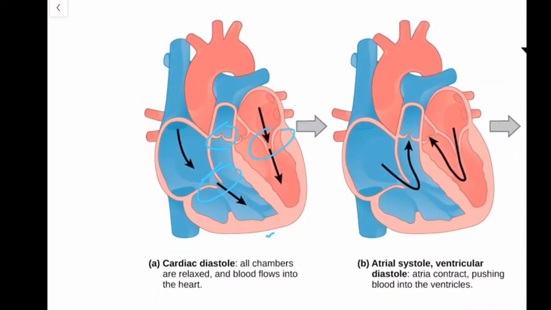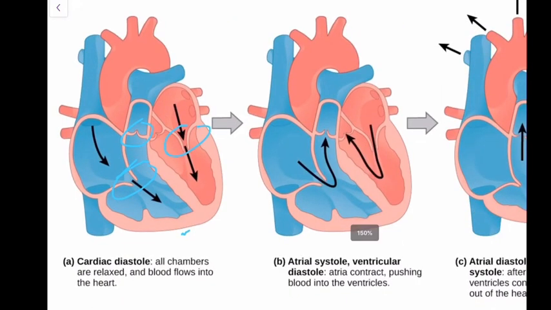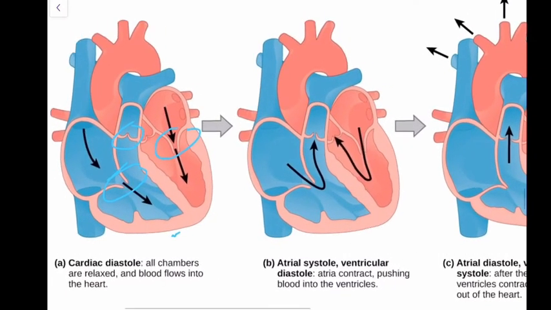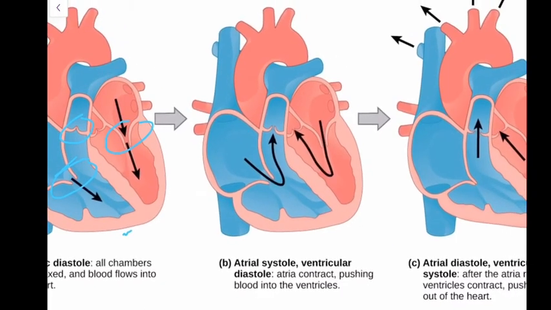With the filling of the ventricles, the ventricular pressure will slowly increase, and then at the end of the diastole there is some amount of blood remaining in the atria, and now the atria have to contract and push this remaining blood into the ventricles. This is what happens in the atrial systole.